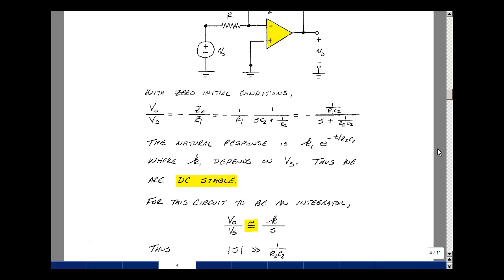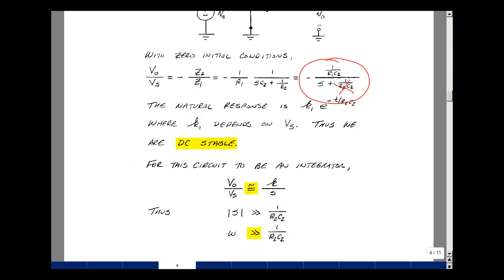Now to be an integrator, we need to have the term 1 over s for our transfer function times some scalar. We have that expression right over here if this term here were negligible. So when the magnitude of s is greater than 1 over R2C2, you could approximate this as a minus 1 over R1C2 divided by s. And that would be the condition of the frequency range then for this to be an integrator. In other words, this is in magnitude just equal to omega. That would need to be much, much greater than 1 over R2C2.